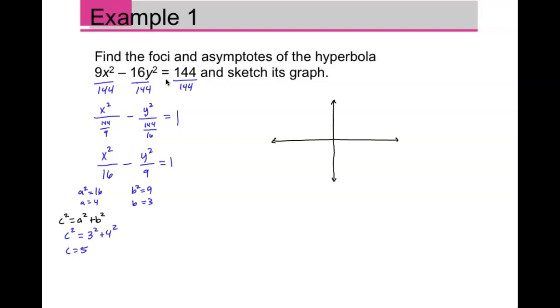A is 4, so I'm going to go out 1, 2, 3, 4. There's my first vertex. 1, 2, 3, 4. There's my second vertex. The foci will be on the same axis as the vertices, right? So the foci are at 5 from my center. So my center in this case is 0, 0. So I just need to go out one more. There's my focus on that side. It's at 5, 0. One more over here. There's my focus on this side. It's at negative 5, 0.